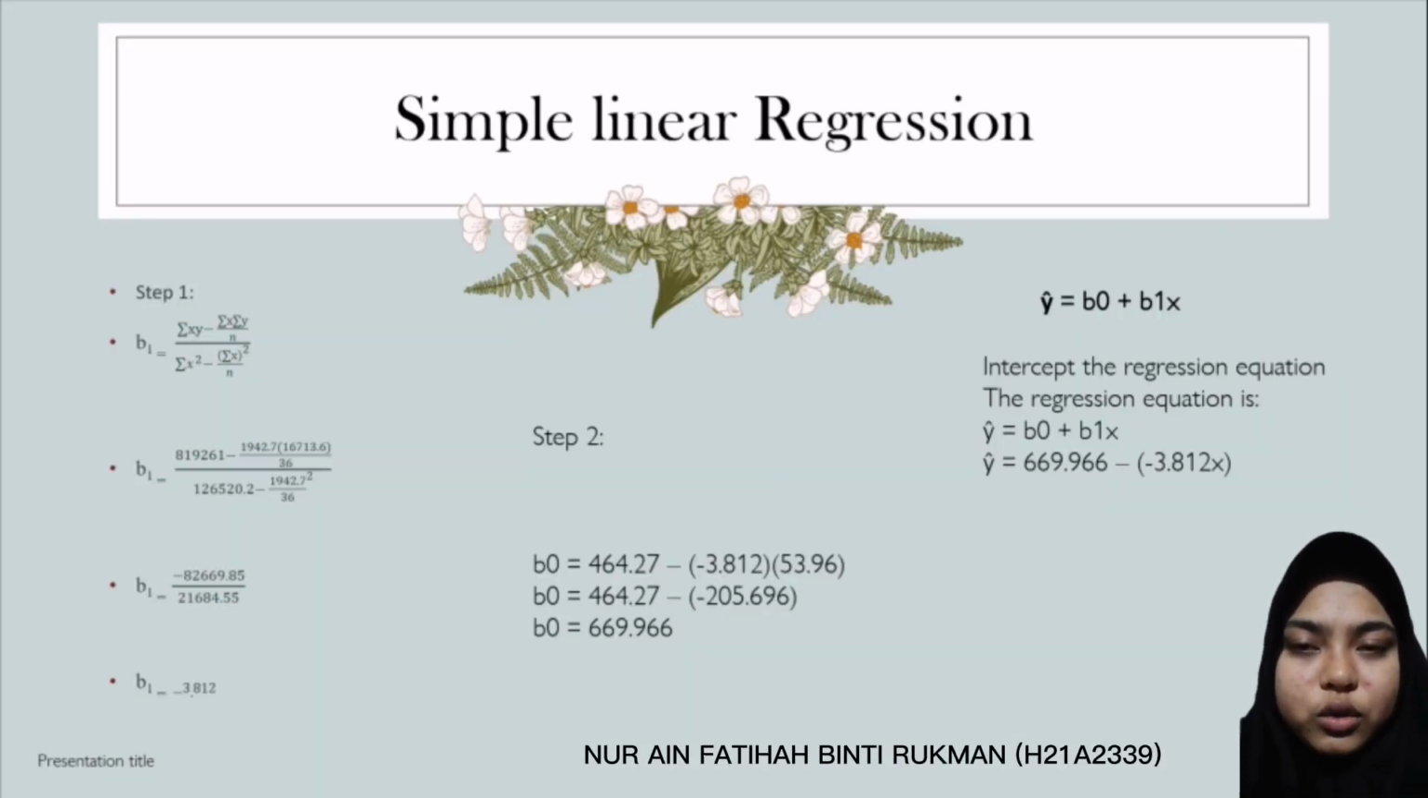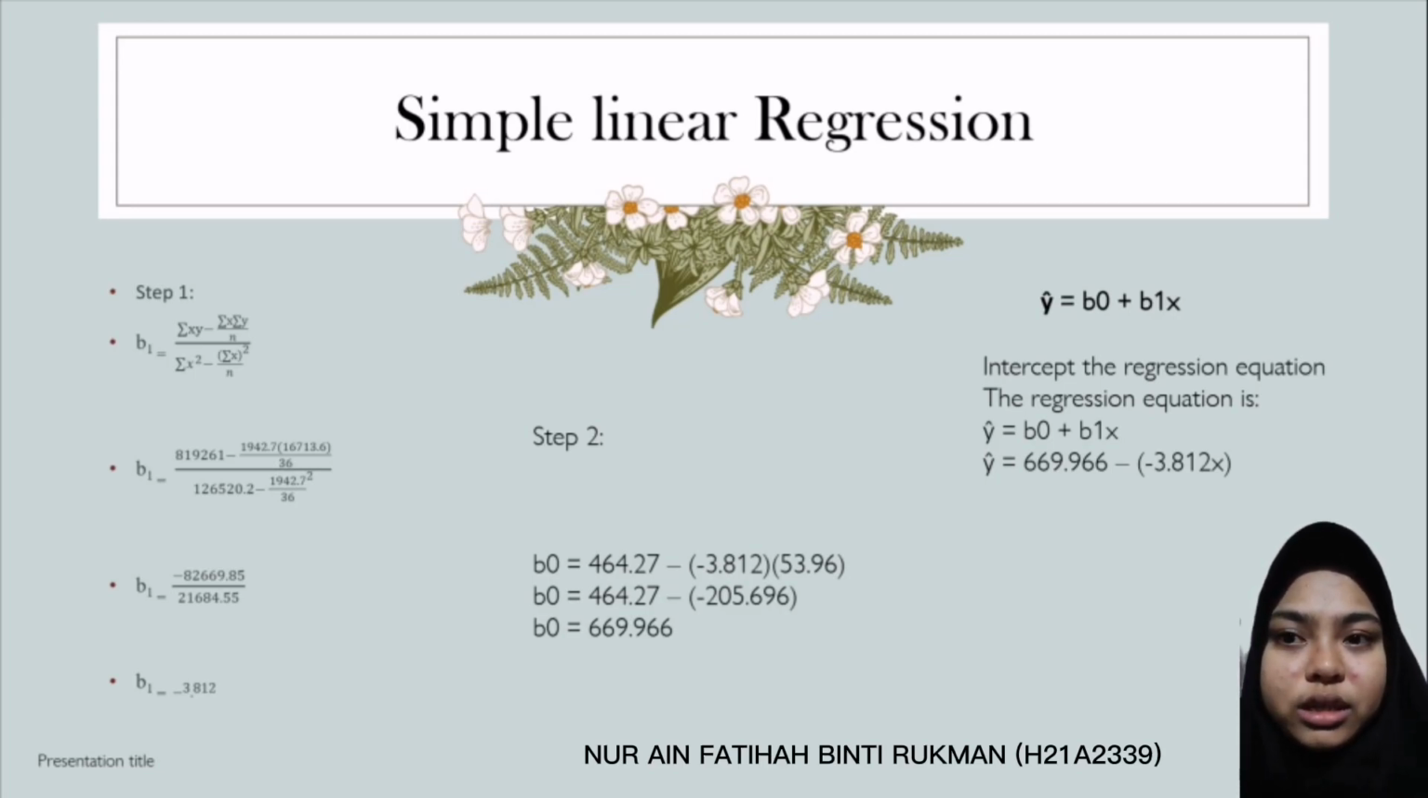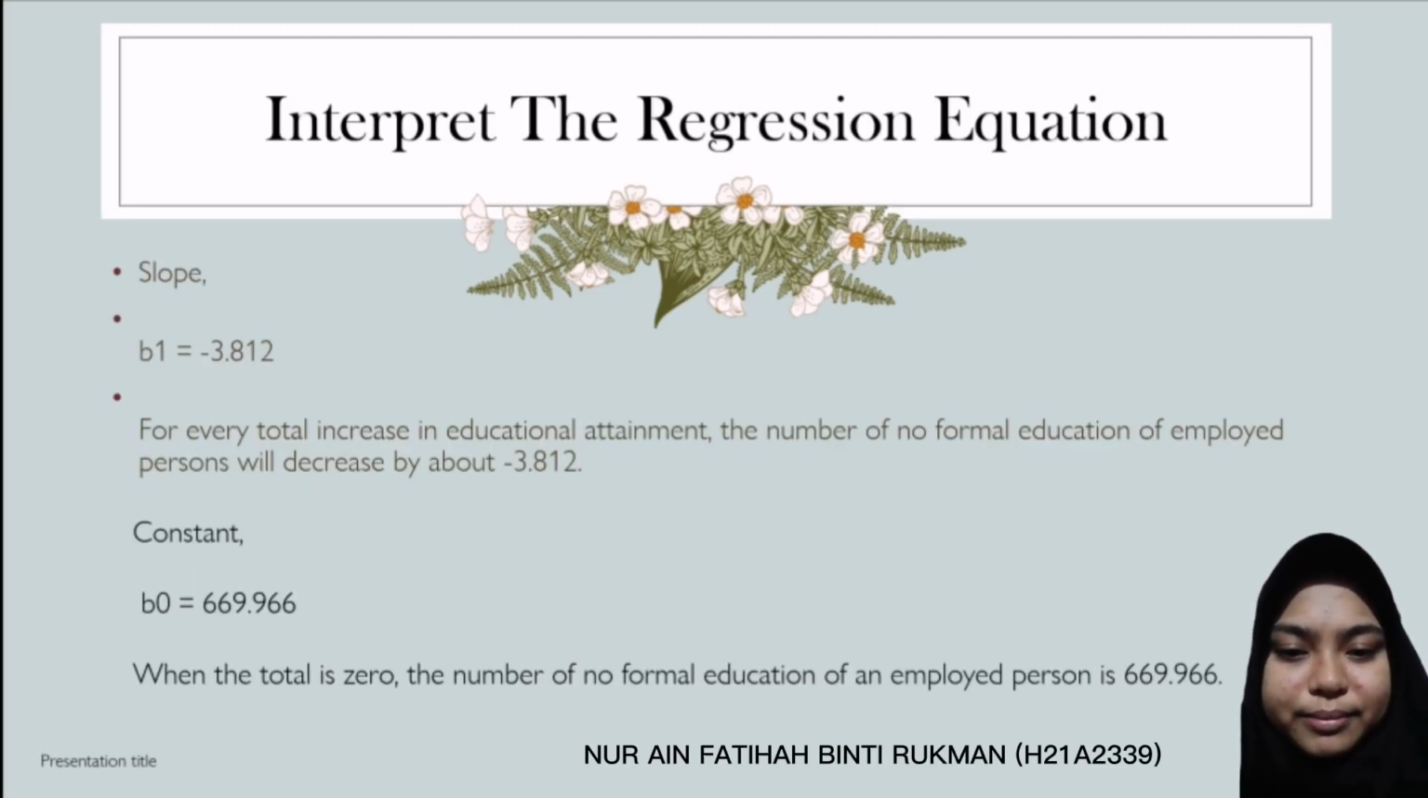Regression equation. How to find B0? B0 equals 15177. How to find B1? B1 equals 0.791. How to find Y? Y equals 15177.7.